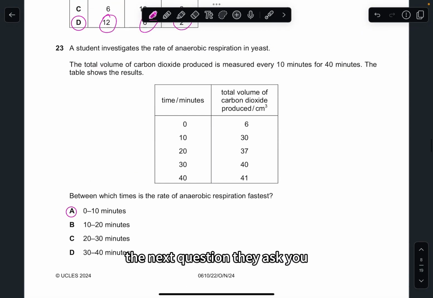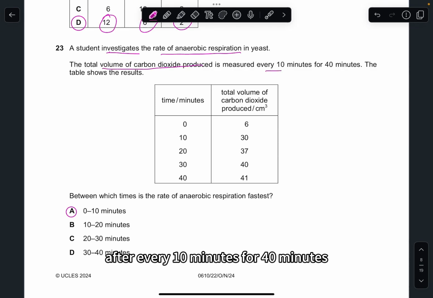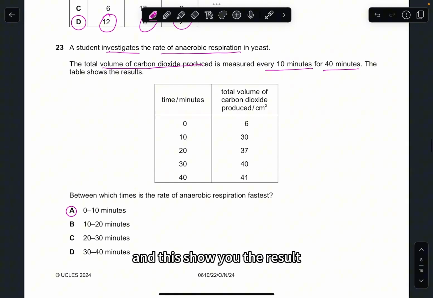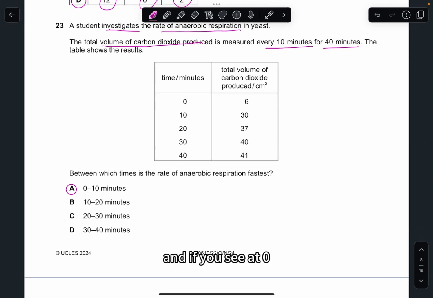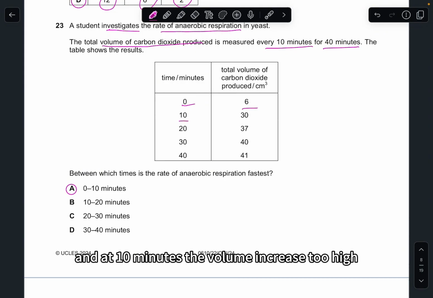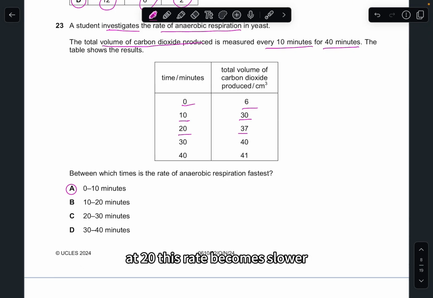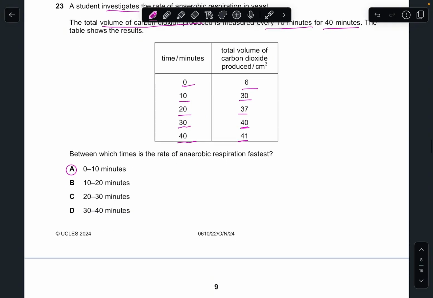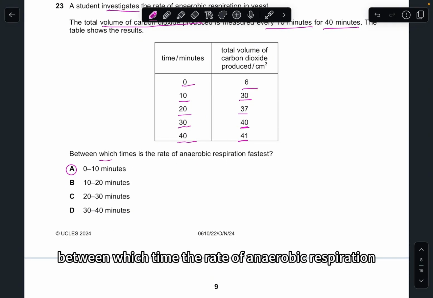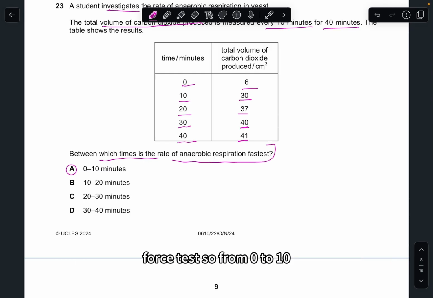The next question, they ask you, the student investigates the rate of anaerobic respiration. The total volume of carbon dioxide produced after every 10 minutes for 40 minutes, and this shows you the result. At 0, the volume was less, and at 10 minutes the volume increased too high, at 20 the rate becomes slower, at 30 minutes is even slower, at 40 is 41. So the question is, between which times is the rate of anaerobic respiration fastest?